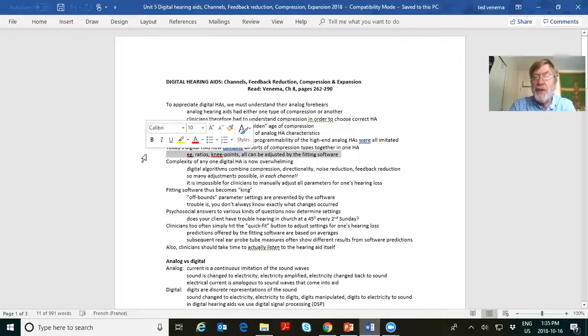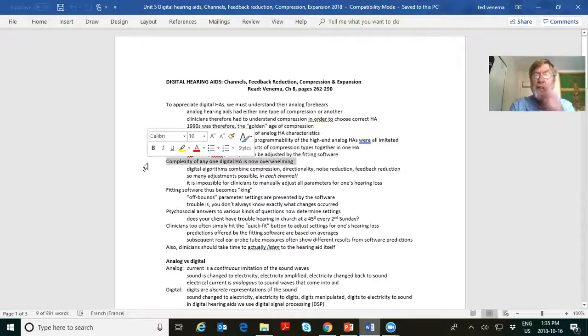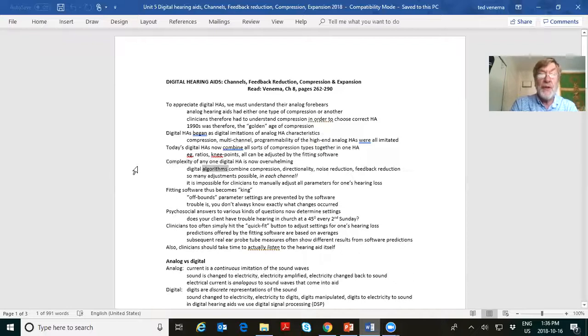Ratios and knee points can all be adjusted by the fitting software, and the complexity of any one digital hearing aid is now overwhelming. Digital algorithms combine compression, directionality of the microphone, digital noise reduction, and feedback reduction. So many adjustments are possible in each channel separately. If you have a 20-channel hearing aid, you have 20 times all this.